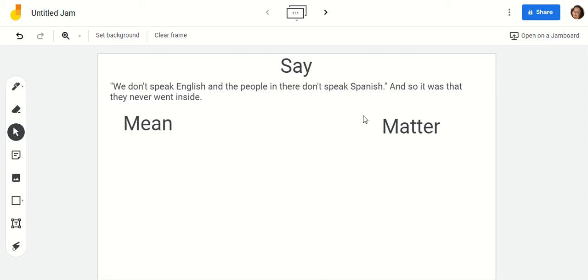So at this point, you've read most of the story and you're retelling it with the students. So that's what the text says. We literally have a text from the passage. Okay? And then over here, we have mean and matter.